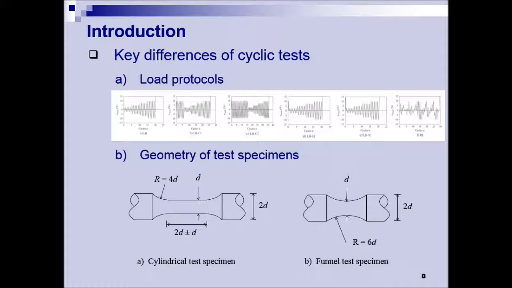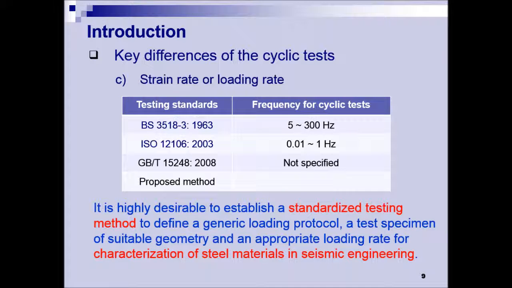The key differences of the cyclic tests were found to be loading protocol, geometry of test specimen, and the strain rate or loading rate of the tests. Therefore, it is highly desirable to establish a standardized testing method to define a generic loading protocol, a test specimen of suitable geometry, and an appropriate loading rate for characterization of steel materials in seismic engineering.